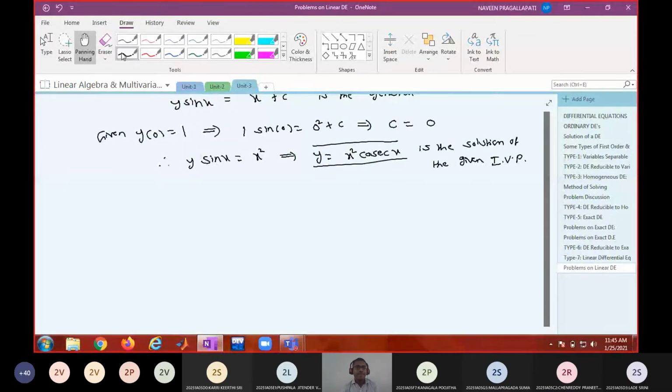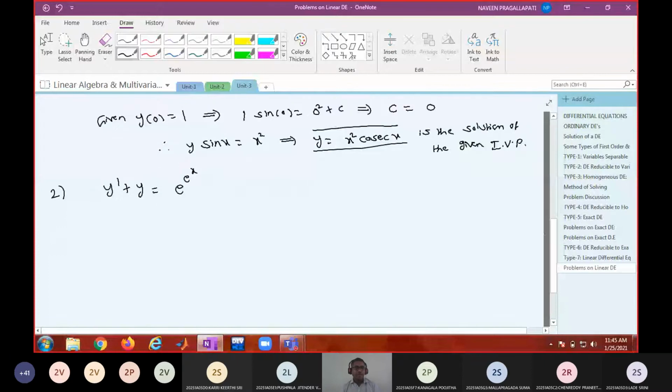Shall I proceed? Yes, sir. Note on the next problem. Y dash plus y equal to e power x. E power x. Y dash plus y e power x.